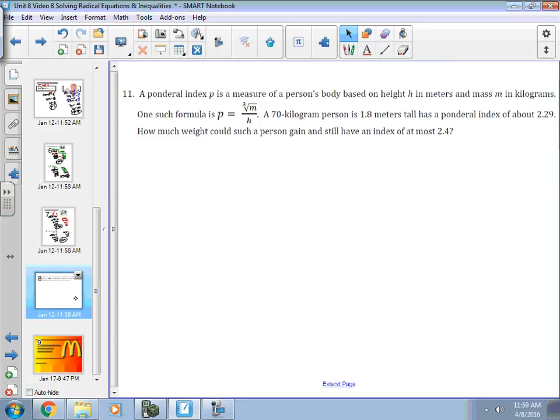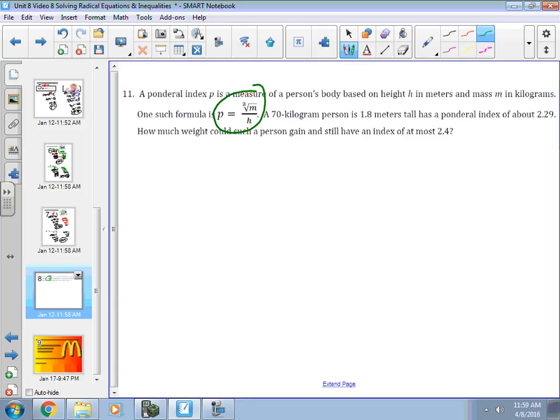All right, very last problem. Says the ponderal index, P, is a measure of a person's body weight based on height, h, in meters, and mass, m, in kilograms. That formula is as shown. A 70-kilogram person is 1.8 meters tall and has a ponderal index of 2.29. How much weight could a person gain and still have an index of, at most, 2.4?